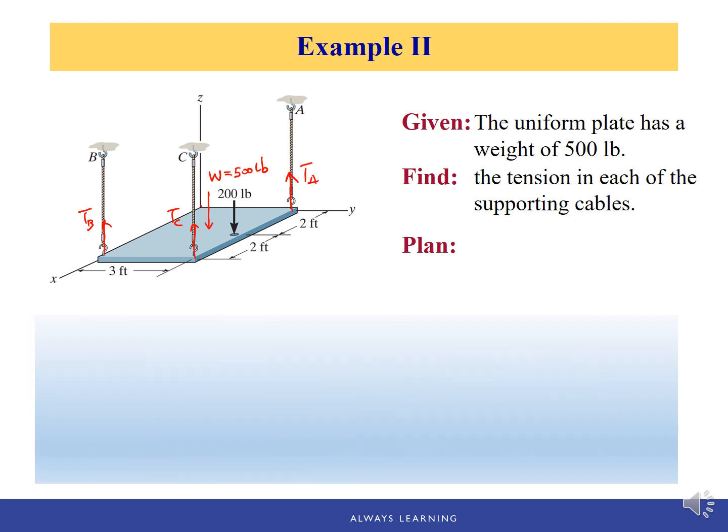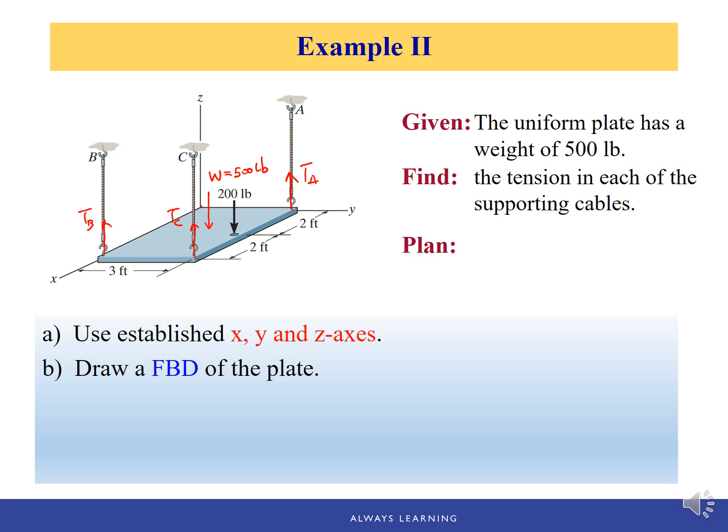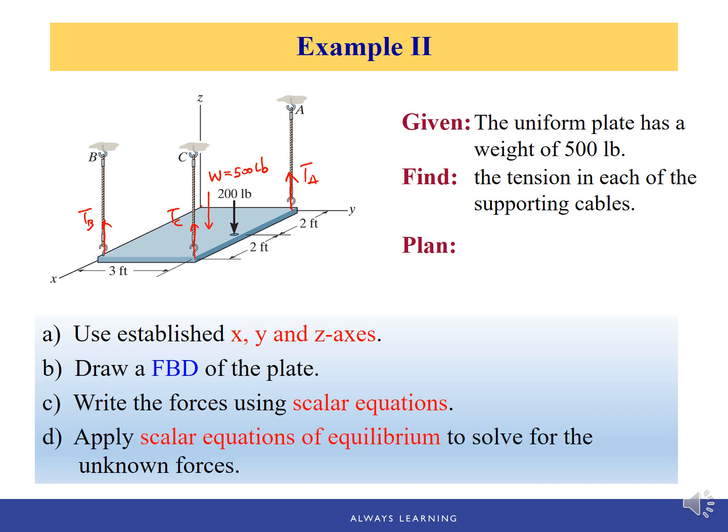Again, the first step is to draw the XYZ axis if it's not given, but in this problem it's already given. So we can skip, and move to the second step, draw the free body diagram of the plate. Here we already have this rough sketch of the free body diagram. We have 2 given forces. One is the 500-pound weight, one is the applied 200-pound force, and 3 unknown forces. Then I'm going to write scalar equations of equilibrium to solve for the unknown forces. Okay, let's write down the steps.